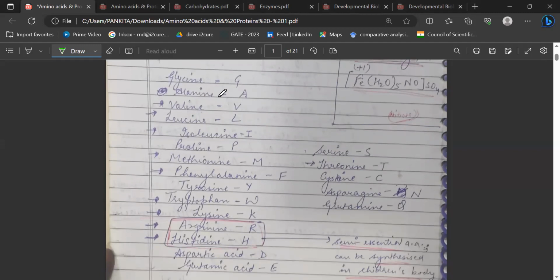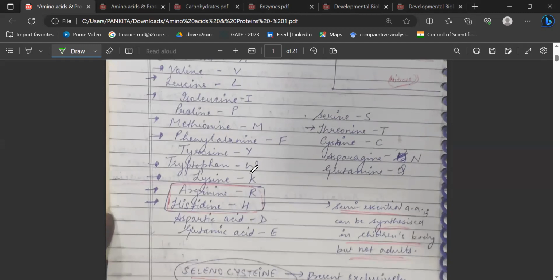The list goes like glycine G, alanine A, valine V, leucine L, isoleucine I, proline P, methionine M, phenylalanine F, tyrosine Y, tryptophan W, lysine K, arginine R, histidine H, aspartic acid D, glutamic acid E, serine S, threonine T, cysteine C, asparagine N, and glutamine Q.